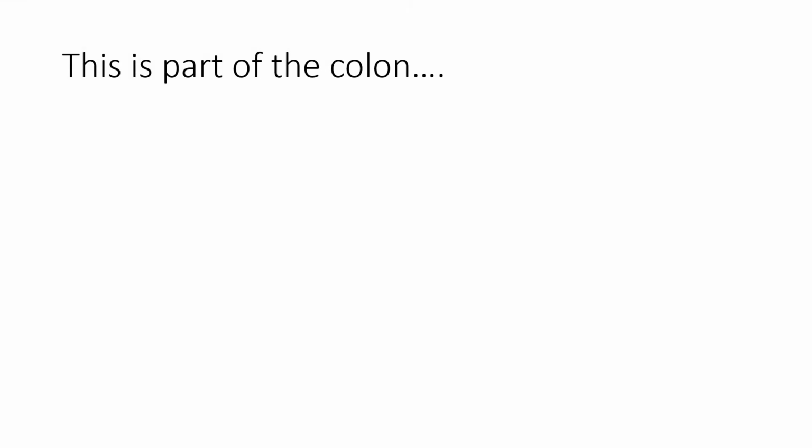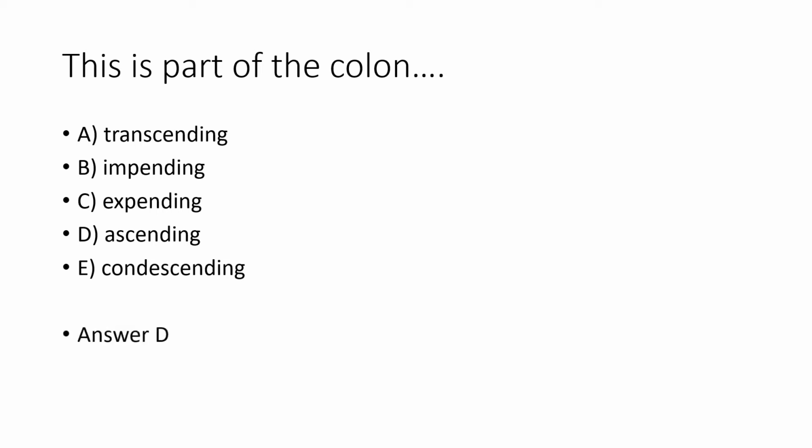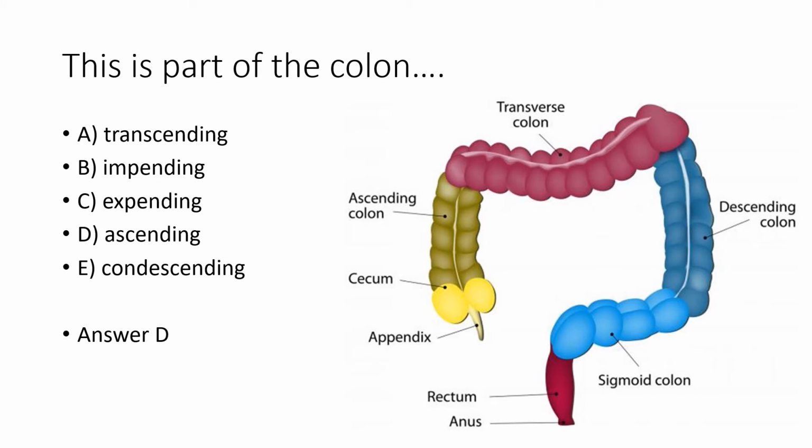Next up, this is part of the colon. Is it the transcending, the impending, the expending, the ascending, or the condescending? Which one is it? It was D, the ascending colon. So there we go, the ascending colon's a bit in brown there. So you have the appendix and the ileocecal valve, the ascending colon, transverse colon, descending colon, sigmoid colon, rectum, and then a good old anus.